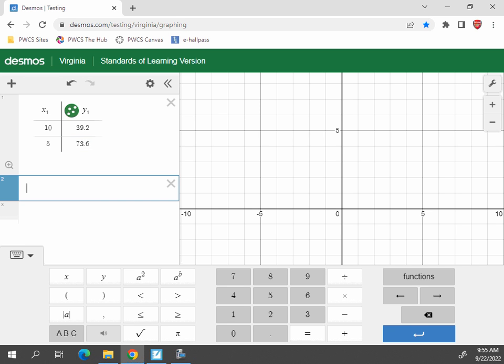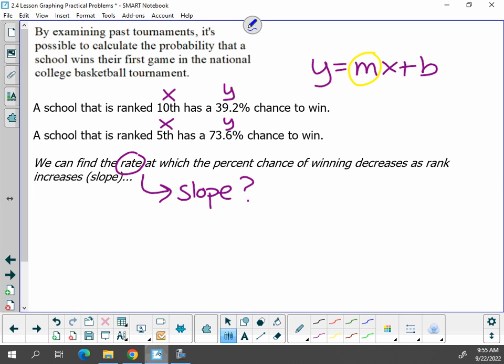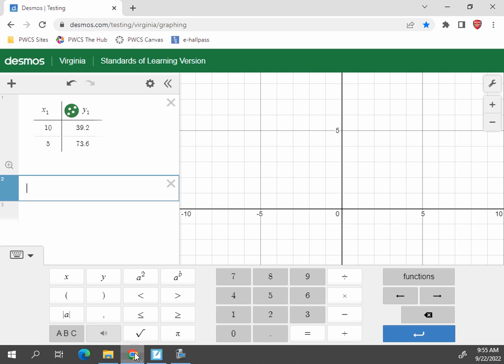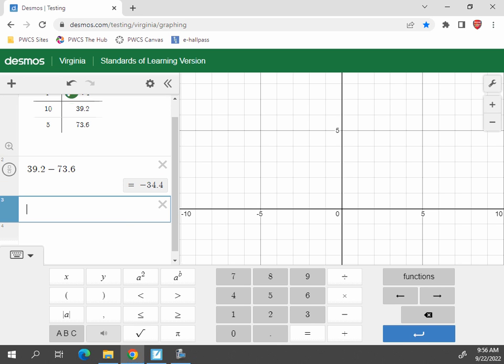We can subtract the y's. We always want to subtract the y's. And we should always write slope is m. We're going to subtract the y's, and then on the bottom, we're going to subtract the x's. And so we should do 39.2 minus 73.6, and then 10 minus 5. And we have a slope of negative 34.4 over 5.